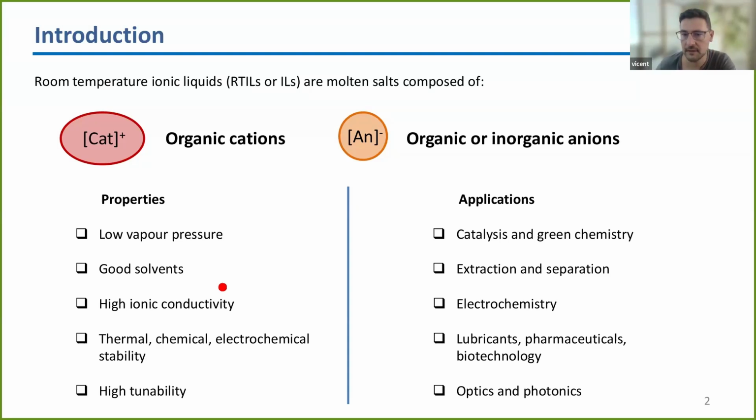For example, they have been used as catalysts or in green chemistry, in extraction and separation of gases, in electrochemistry. I will focus this presentation on some examples in batteries and supercapacitors. They have been used as lubricants, for drug delivery in pharmaceuticals, in biotechnology, but they are always surprising because in the last years they are emerging in new applications. Ionic liquids are now being proposed for devices in optics and photonics, in the semiconductor industry, and I'm very interested in these topics.